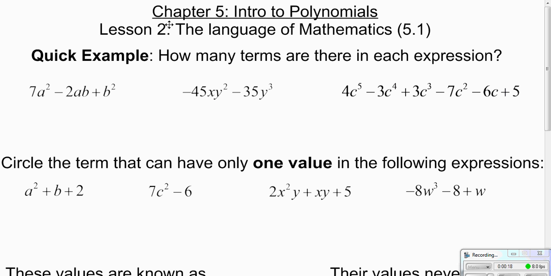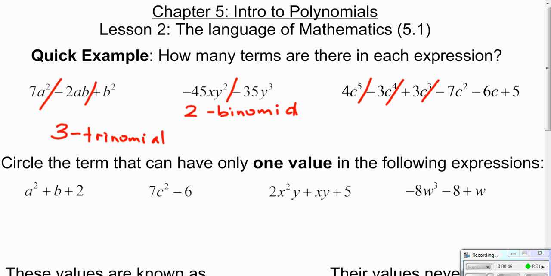Okay, so just a review from Lesson 1, asking you how many terms are there in each expression. So remember, every time you see a plus sign or a minus sign, it's the start of a new term. So this has 3 terms, so it would be called a trinomial. Every time we see a plus or minus, starts a new term. This has 2 terms, so it's a binomial. This has 1, 2, 3, 4, 5, 6 terms, so it is just called a polynomial. No special name for that one.